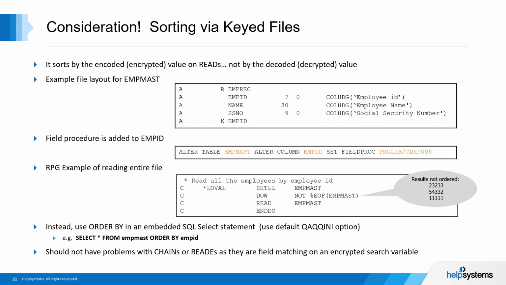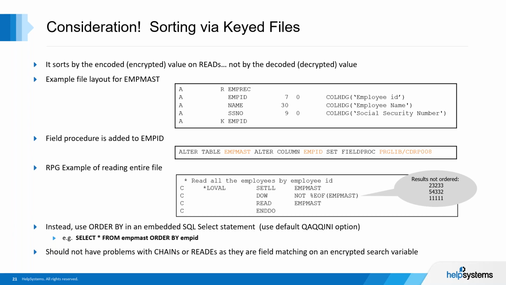When we use a field procedure, we are attaching the field proc program to that column. And so one of the things that will happen as that file is read is that it can read that entire file. When we're using a read, it's going to come in a different order. So the recommendation is that instead of that read, you use an embedded RPG SQL statement and do a select from the file ordering by the employee ID, which will actually then return the data in the normal anticipated sequence.